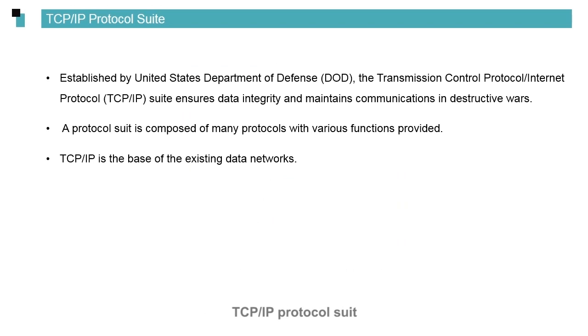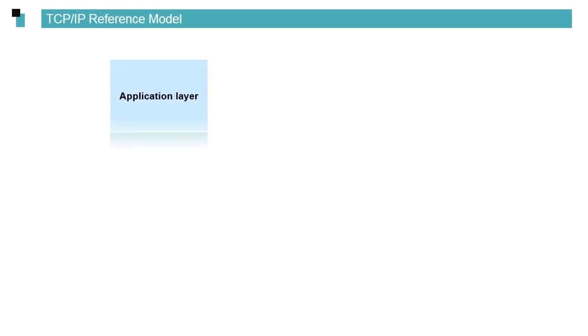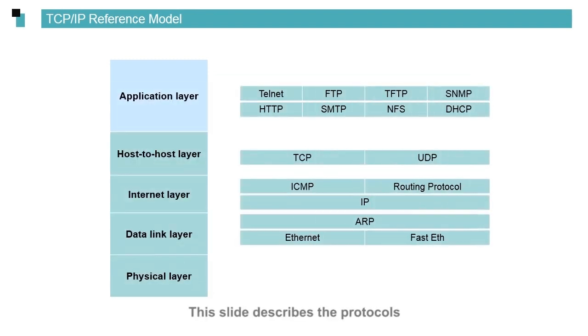TCP/IP protocol suite. TCP/IP stands for Transmission Control Protocol/Internet Protocol. The TCP/IP protocol suite contains multiple protocols. These protocols work together to make the entire Internet run properly. Here we talk about 2 typical protocols, TCP and IP. This diagram shows the layers and their functions in the TCP/IP reference model. This slide describes the protocols that are working at each layer of the TCP/IP reference model.